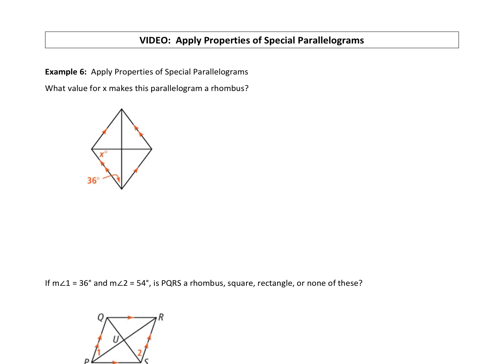All right, last video for topic 6. We're going to apply some of those properties we've been working with of our special parallelograms. First, the question is, what value for x makes this parallelogram a rhombus?